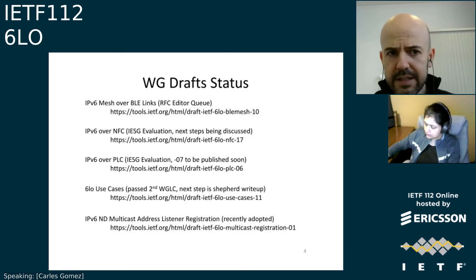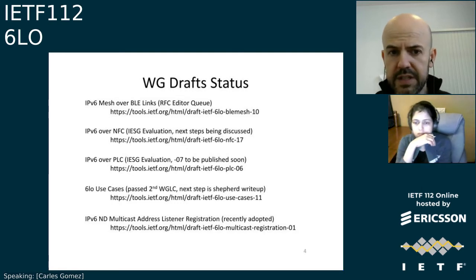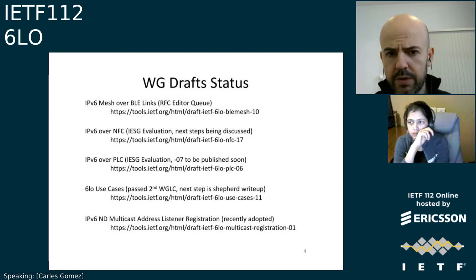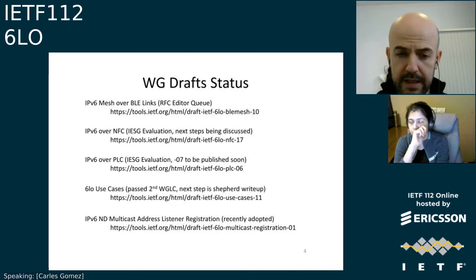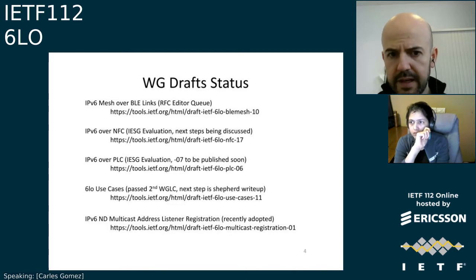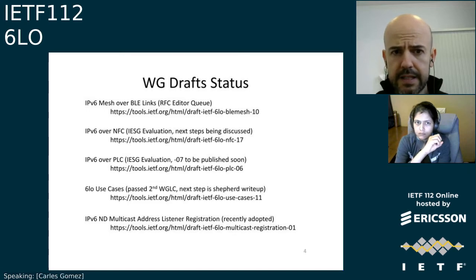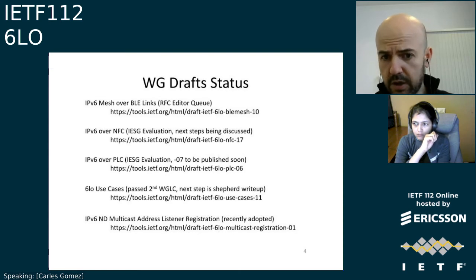Then the next document that has been evaluated by the ISG more recently is IPv6 over PLC. So there are at the moment 3 outstanding discussed ballots, and there were several comments. The authors have a plan to submit a revised version of the draft in roughly 2 weeks, and at the moment have already replied to most of the comments. Then the next document is the 6LO use cases draft, which passed the second working group last call. So the next step will be getting the Shepherd write-up.